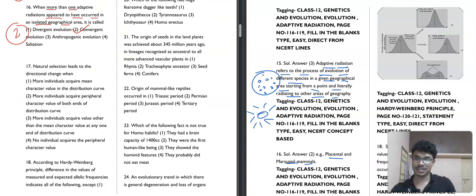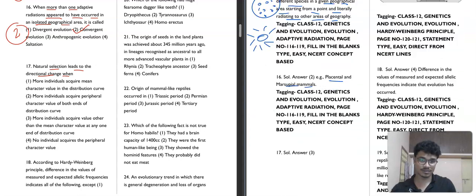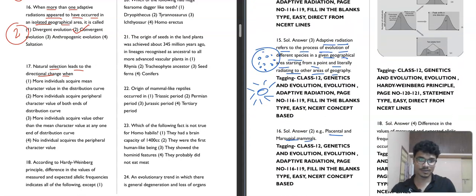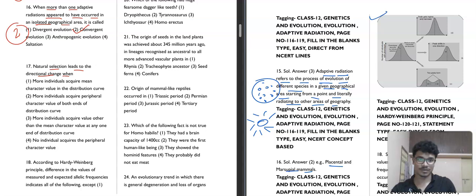And the next question is question number 17. It is saying that natural selection leads to directional change when. The very good graphs are there. These graphs you can see, and this is given in NCERT as well. First of all, we read the options and then we will understand. So, more individuals acquire the mean character value in the distribution curve. No, this is not correct. This is for another one.